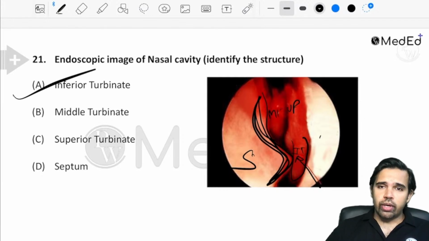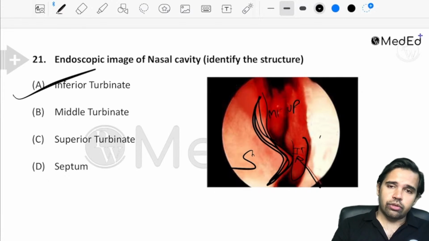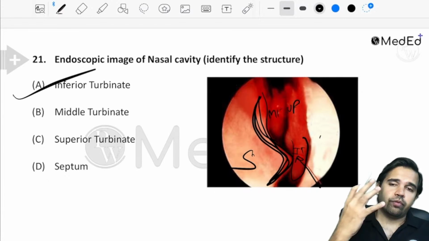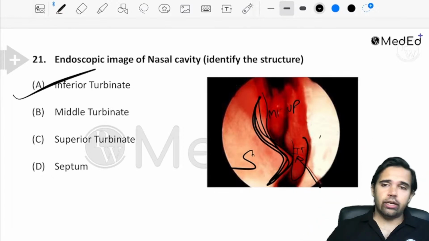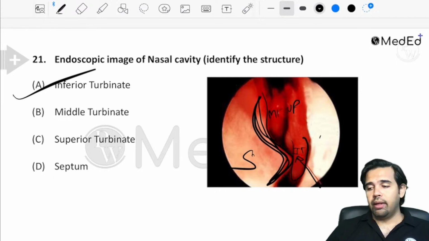Yeah, when we are doing FESS, we break up the uncinate process, and we see the ethmoidal bulla behind, the largest ethmoidal cell. We keep going, clearing out all the disease, ensuring that we do not go too close to the lamina papyracea.